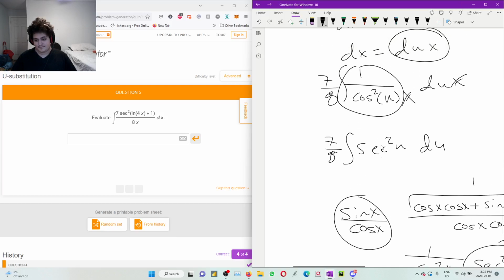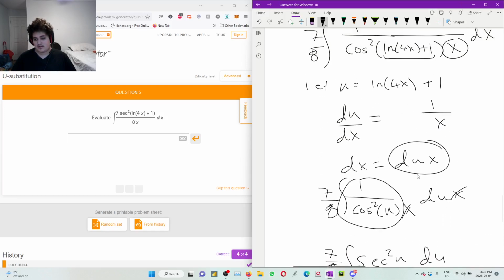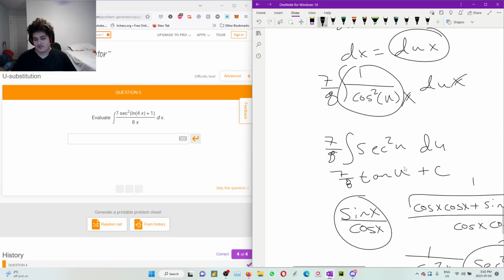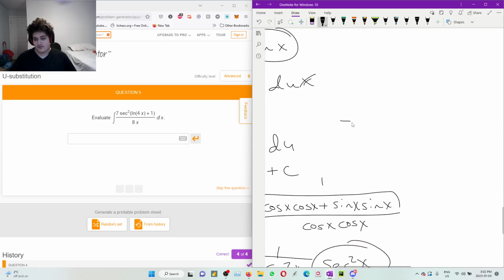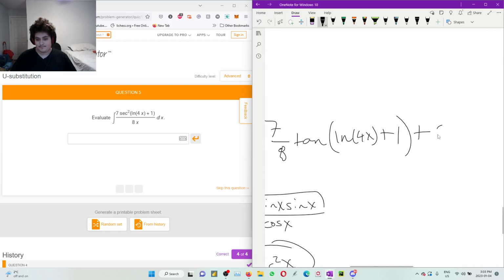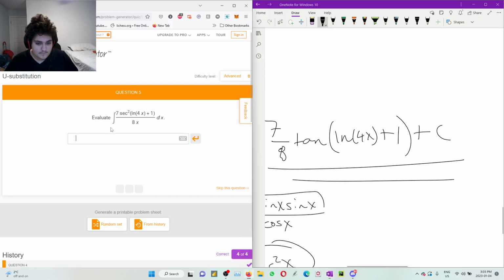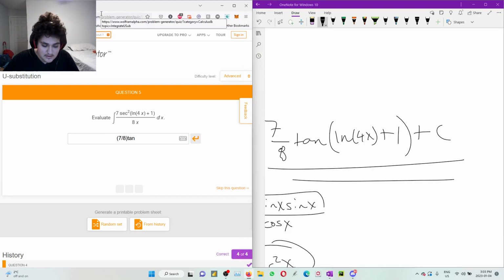So that's why we can rewrite this as 7 over 8 tan u plus c, and of course u is just this, ln 4x plus 1. So 7 over 8 tan of ln 4x plus 1 plus c. Okay, let's try it out. Sorry that took a while, but that's what we're doing here. We're figuring this out.